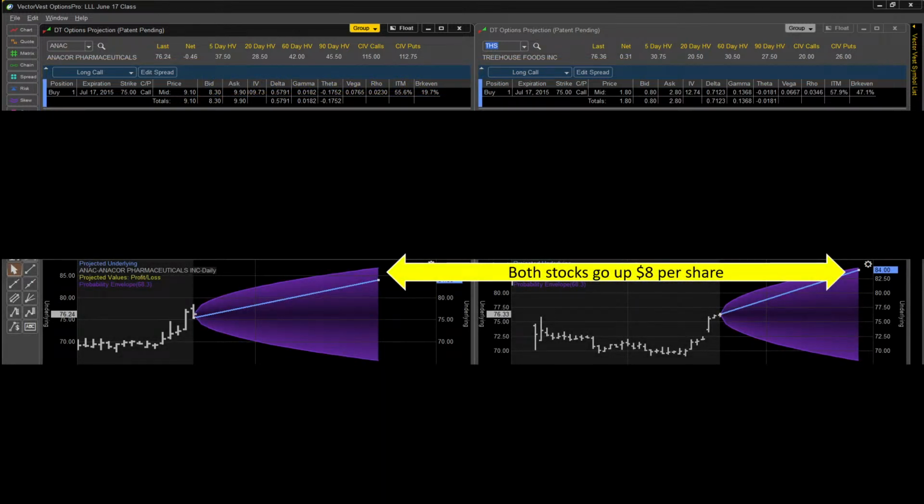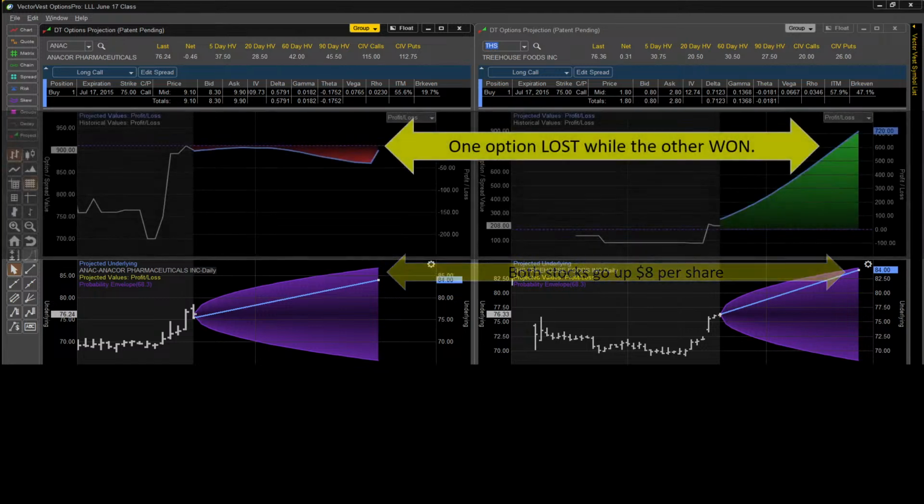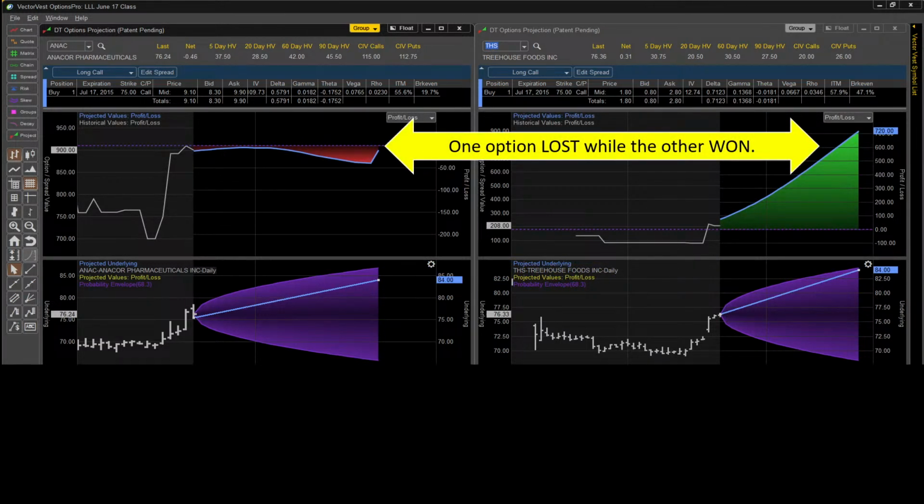Both stocks go up $8 a share from 76 to 84. That's a really good thing if you think the stock's going to go up, right? But let's see what happens to the value of the options. Even though both stocks rose, the overpriced option on the left actually lost money. You would have had a losing trade. You got direction right, but you lost money. Over on the right, you got like a 300% return. Think about that. The option buyer got direction right and still lost. Why?